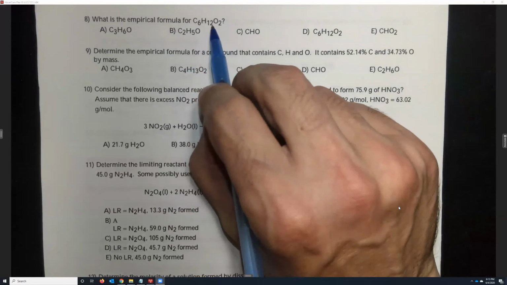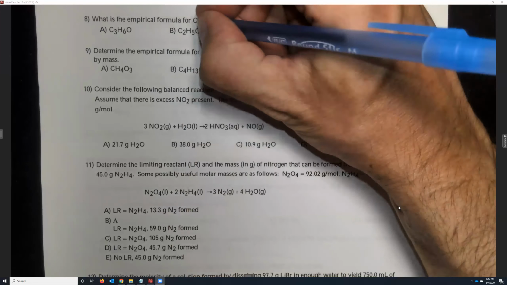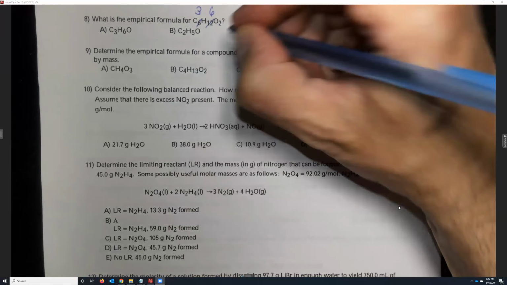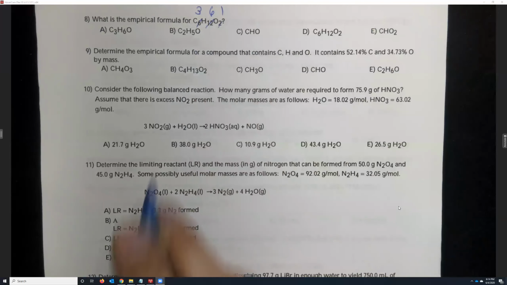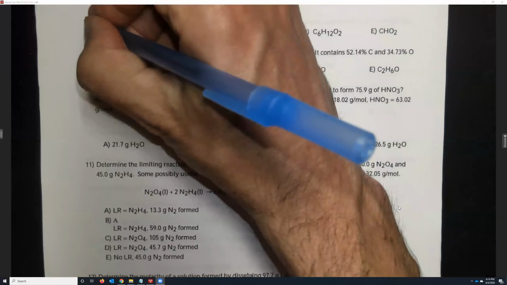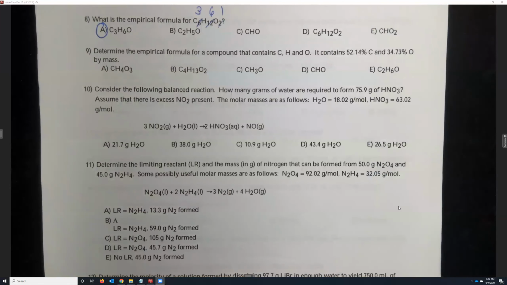We can divide this by 2 evenly, this by 2 evenly, this by 2 evenly. When we do that, that becomes a 3, that becomes a 6, and that becomes a 1. So C3H6O, choice letter A. Okay, on the answer key, it says the common denominator is 3, but the common denominator is actually 2.